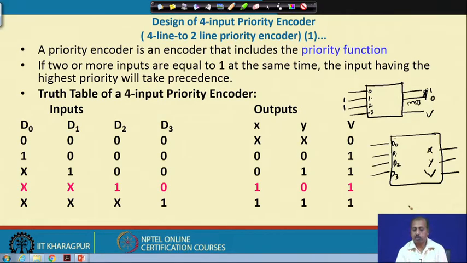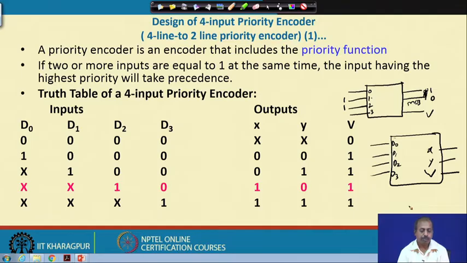So, when D0, D1, D2, D3 are all equal to 0, we say that x and y can assume any value, but the valid bit should be equal to 0. So, that is an invalid bit. Then if it is 1 0 0 0, that is only D0 is equal to 1, then there is no problem. Only one of the inputs has become equal to 1. So, we can say that the output should show that input 0 was 1. So, x y is 0 0, and the valid bit is equal to 1, telling that the pattern outputted is valid.